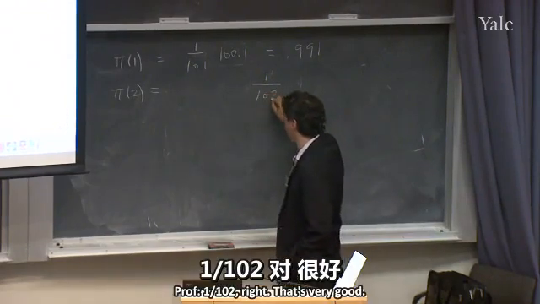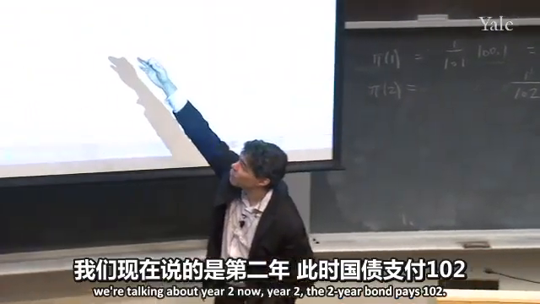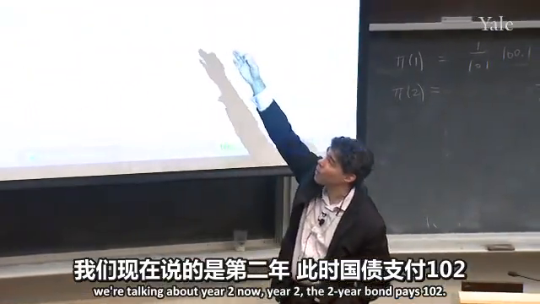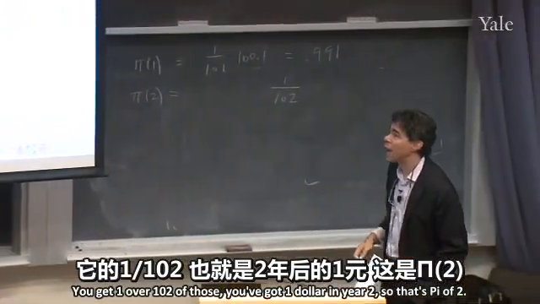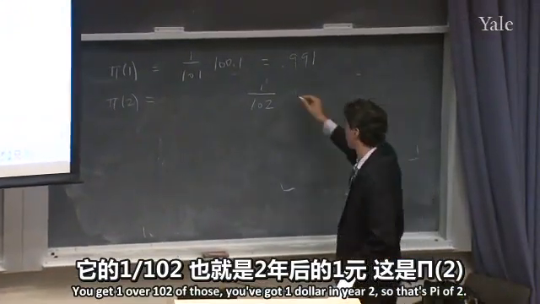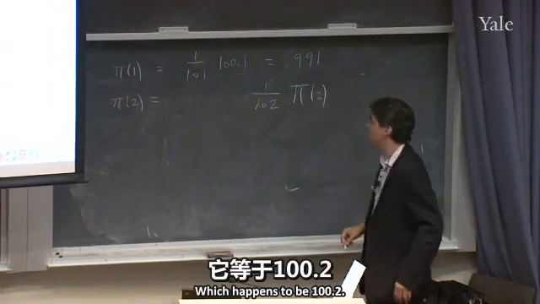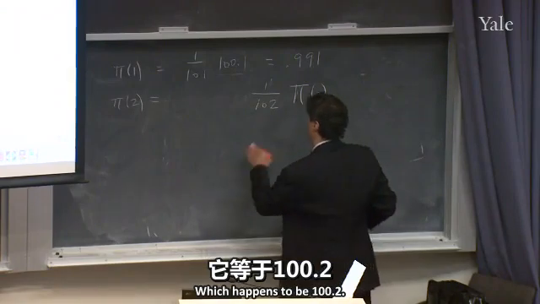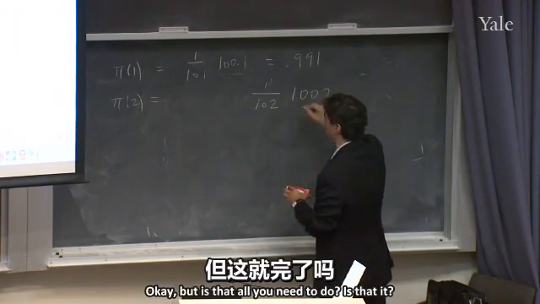1/102. That's right, that's very good. Why is that? Because in year 2, the 2-year bond pays 102. If you get 1/102 of those, you get $1 in year 2. So that's pi of 2, which happens to be 100.2. That's how much that costs.